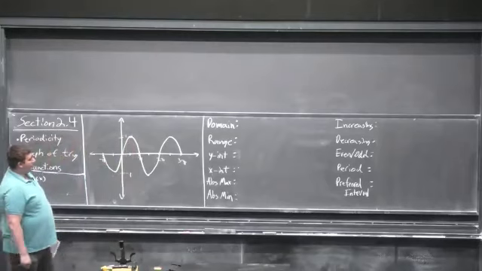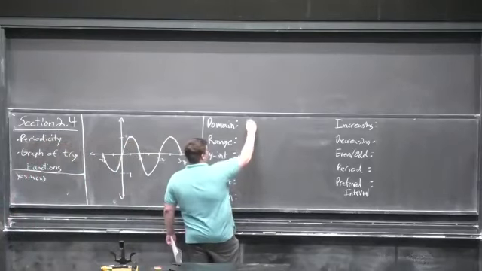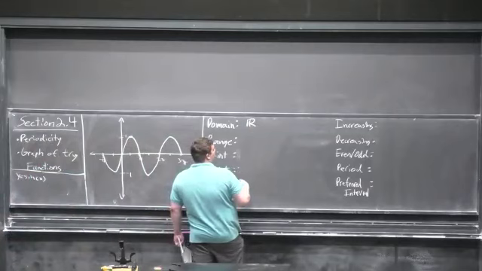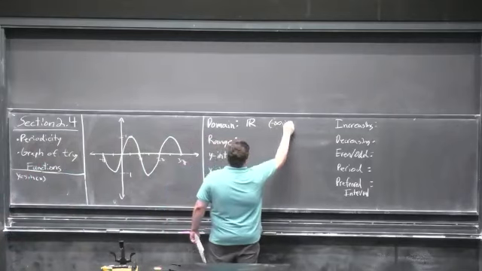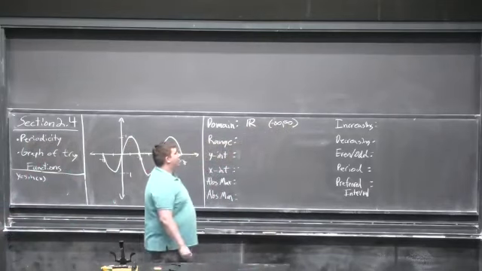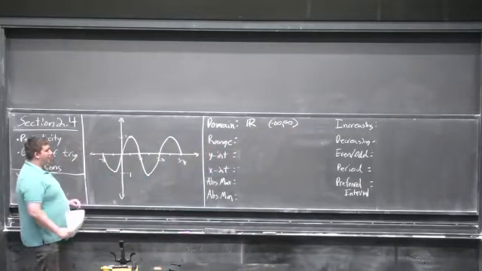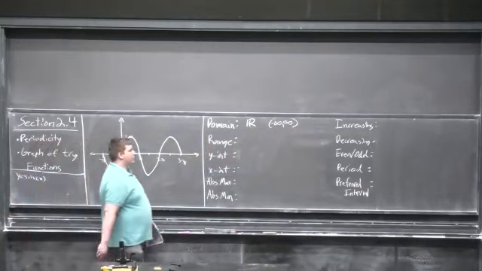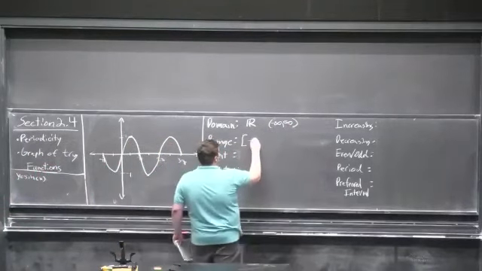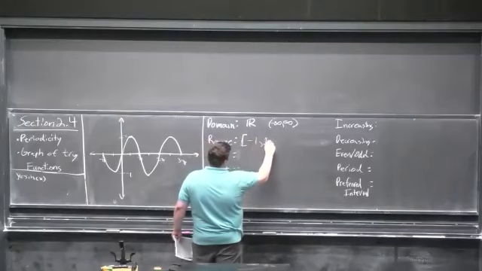Now, properties of this graph include the domain is all reals. So I'm going to write this as this fancy looking R. This is the same as from negative infinity to infinity. My range is what y values can I obtain. I'm kind of trapped between 1 and negative 1. So I'm going to put a bracket, negative 1, comma, 1, bracket.